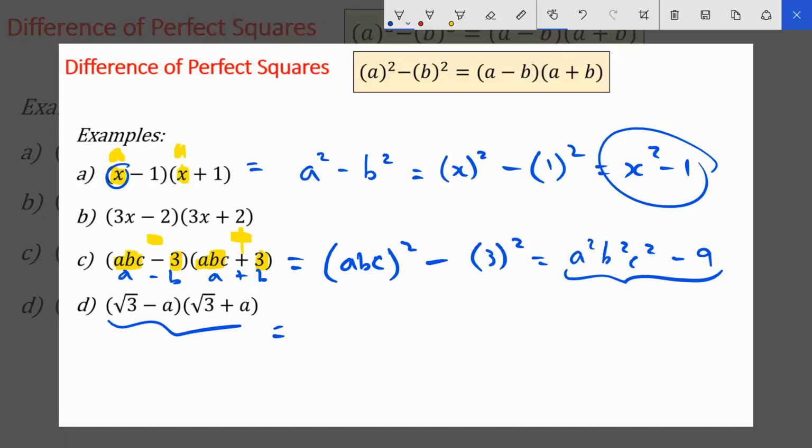It's the same thing. That's your A. This is my A. That's my B. That's my A. That's my B. The only difference is the minus and the plus sign. So then you can say, all right, well then A is root 3.